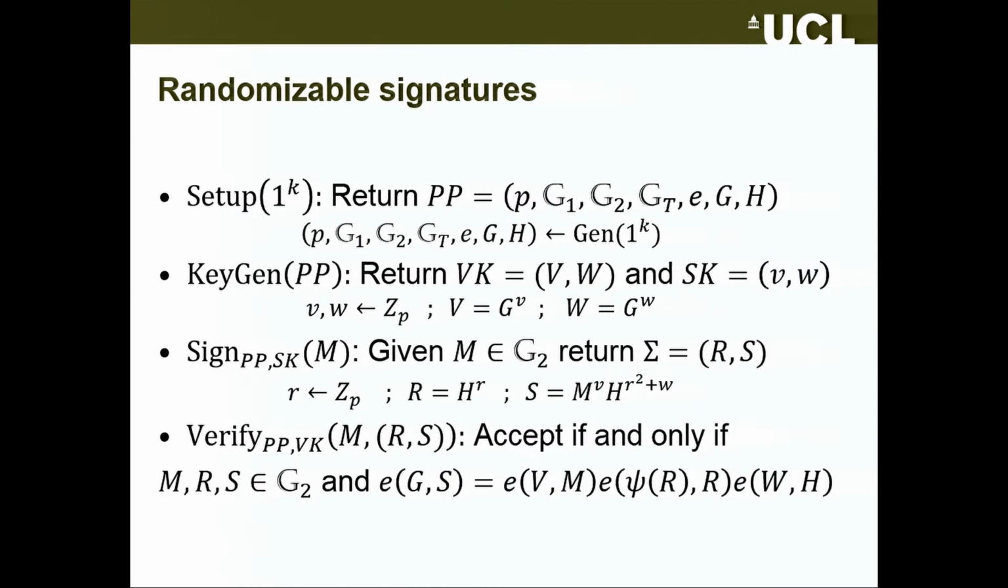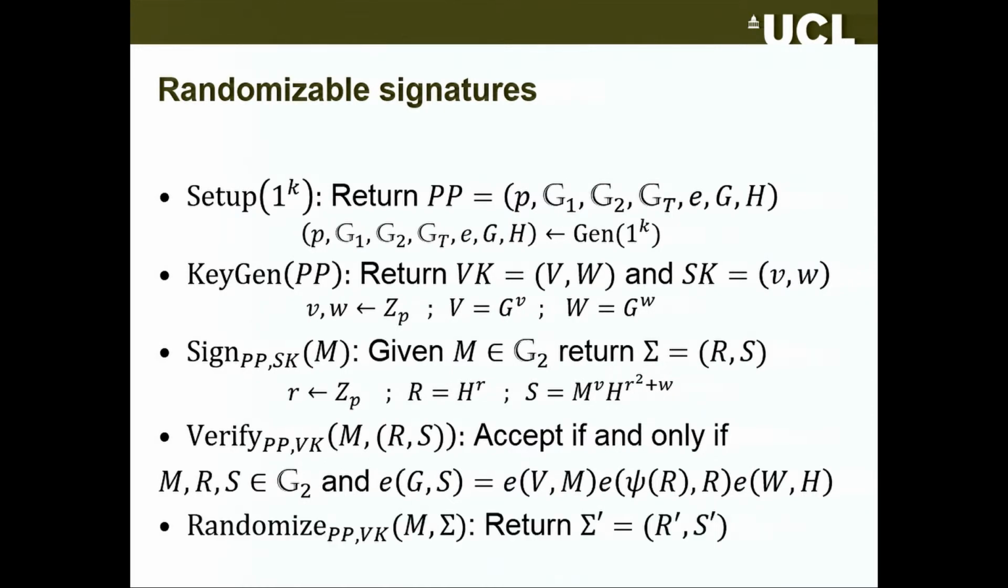Okay, I'm claiming this is a randomizable signature, so let me show how to randomize it. We get as input a message and a signature, and we return a randomized signature. The way you do that is you take this signature element R and multiply it with a random power of the source group generator H. And then if you compute S prime in this particular way and plug it into the equation, you will see that everything works out. So this way we can randomize the signatures.